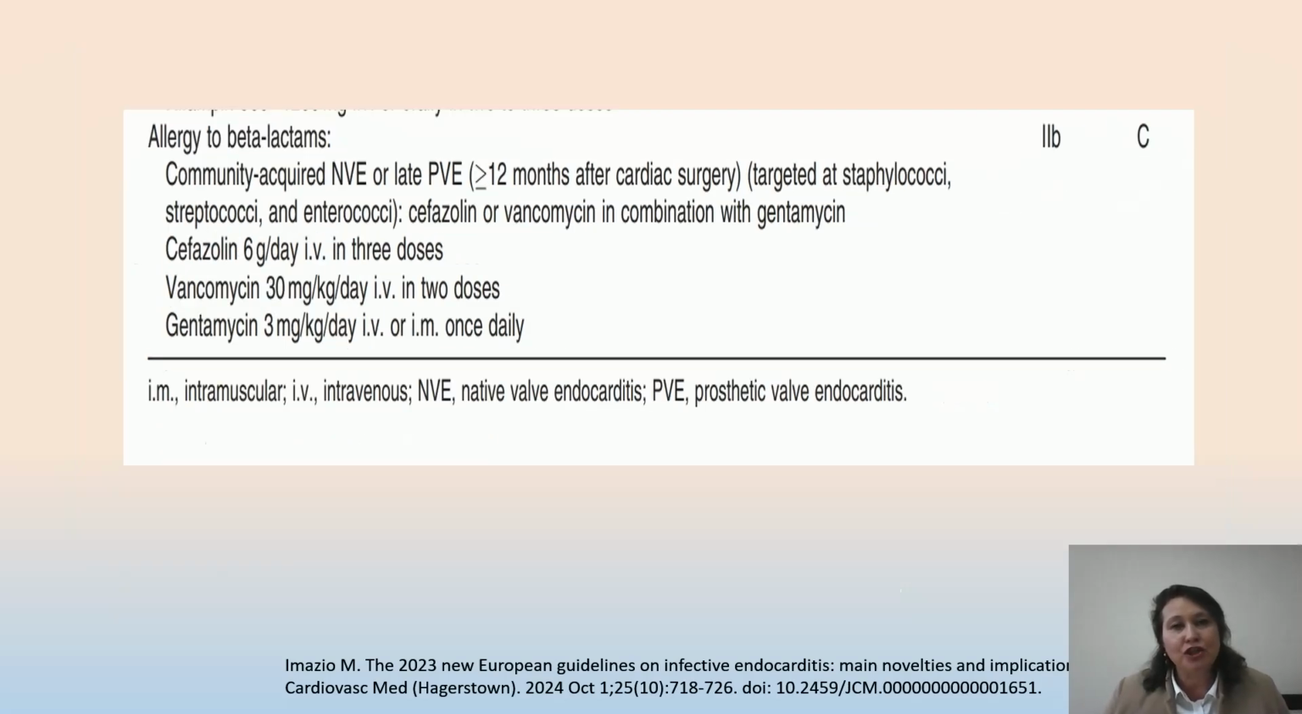If the patient has an allergy to beta-lactams, we can recommend for community-acquired native valve endocarditis or late prosthetic valve endocarditis, which can be targeted at staphylococci, streptococci, enterococci, cefazolin or vancomycin in combination with gentamicin. The doses: cefazolin 6 grams per day intravenously in 3 doses. Vancomycin 30 mg per kg daily intravenously in 2 doses. Gentamicin 3 mg per kg daily intravenously or intramuscular once daily.